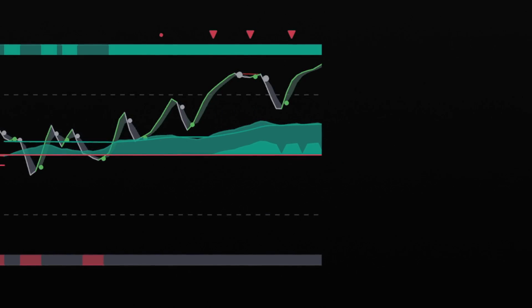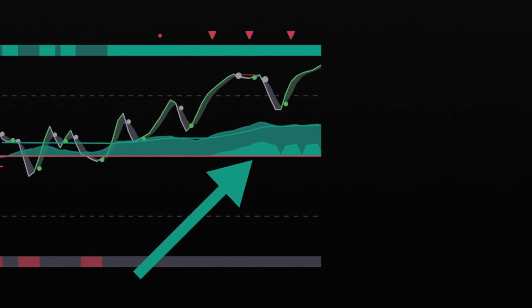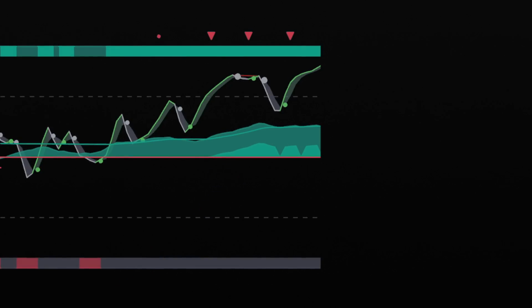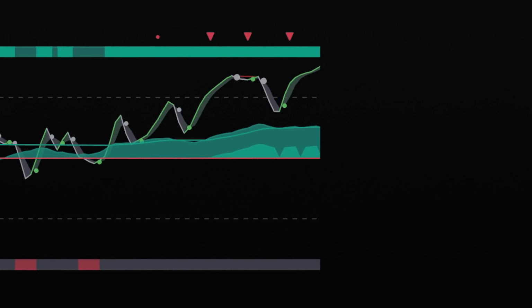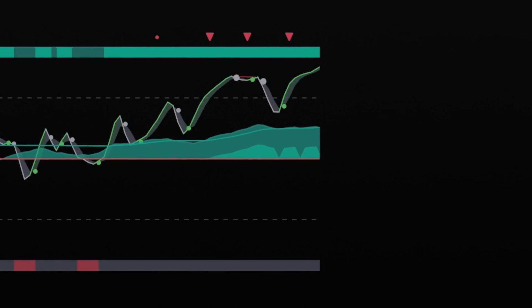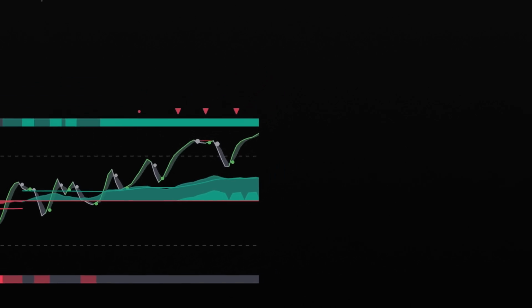However, take a closer look. We're also starting to see signs of overflow. Now, remember, overflow doesn't guarantee a reversal. What it does tell us is that late trend participants are jumping in. Entering a trade at this stage carries higher risk, as these are often followed by retracements or even full reversals.